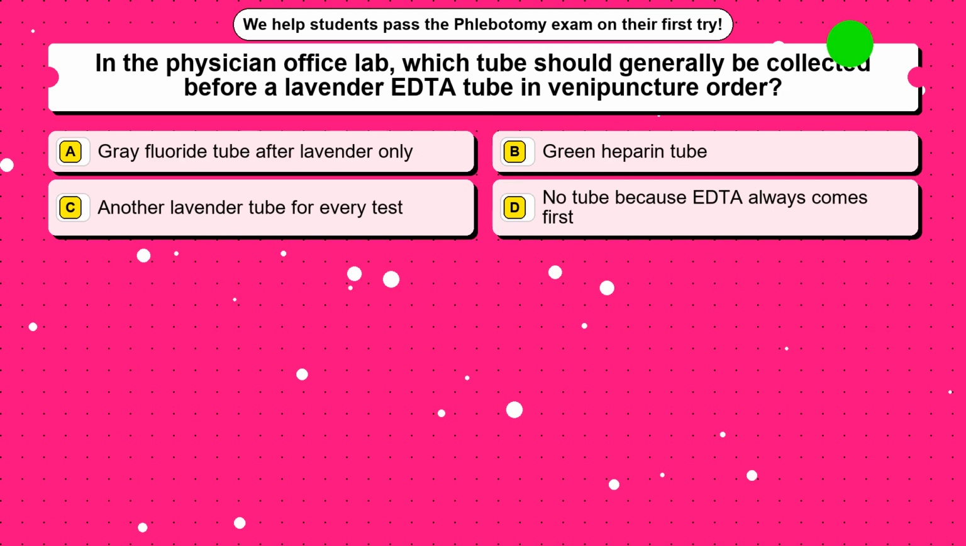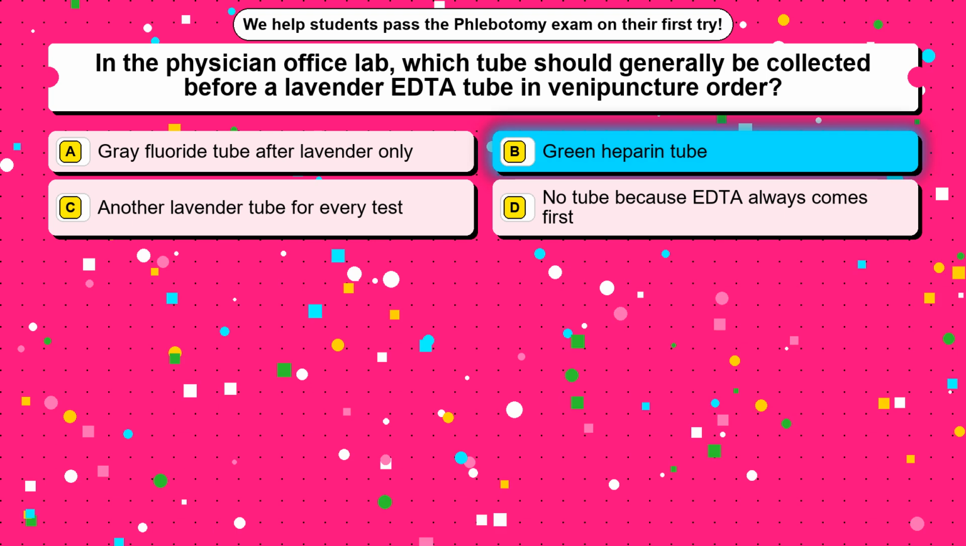Question 89. In the physician office lab, which tube should generally be collected before a lavender EDTA tube in venipuncture order? Option A, gray fluoride tube after lavender only. Option B, green heparin tube. Option C, another lavender tube for every test. Option D, no tube because EDTA always comes first.